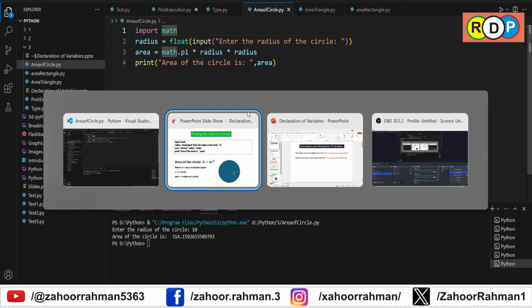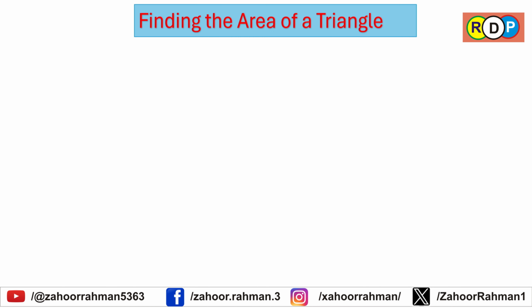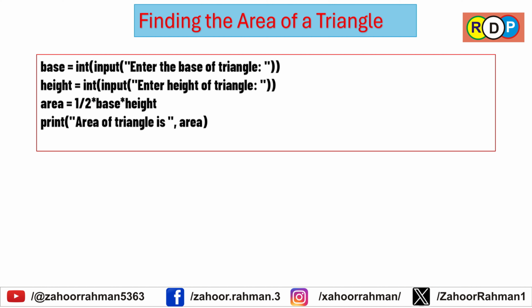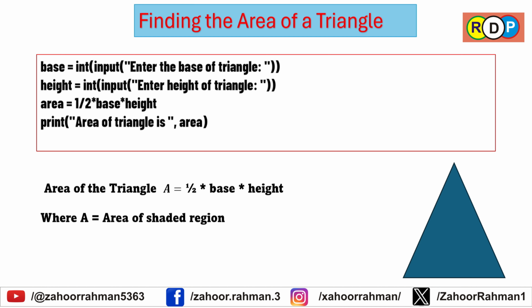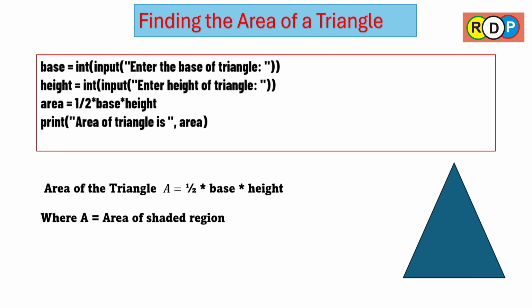Now let us further clear our concept, and that is finding the area of a triangle. So this is a program, I will explain it, but first, the area of a triangle is half into base into height. Let me explain it with the help of a figure. This is a rectangle. Now this is the height of the rectangle, and this is the base. These two must be the variables.